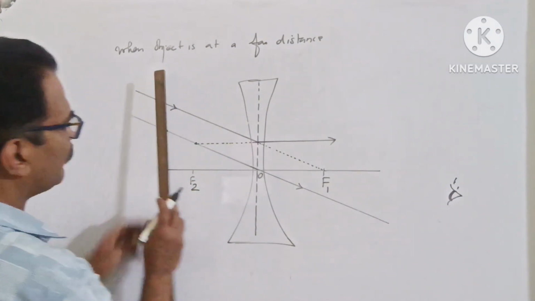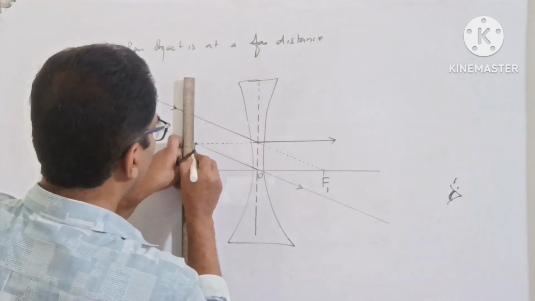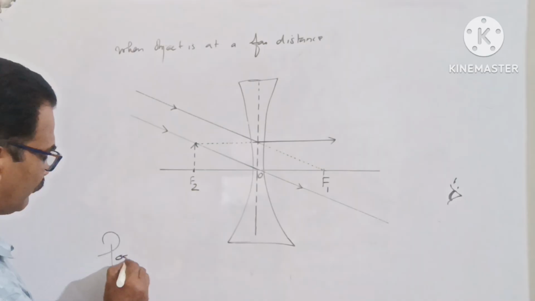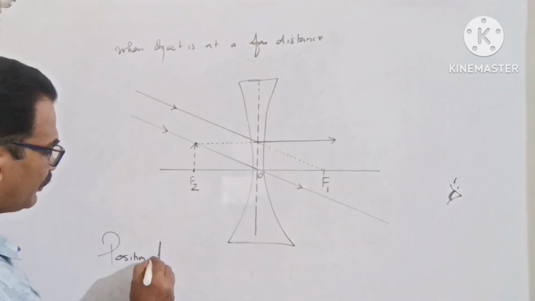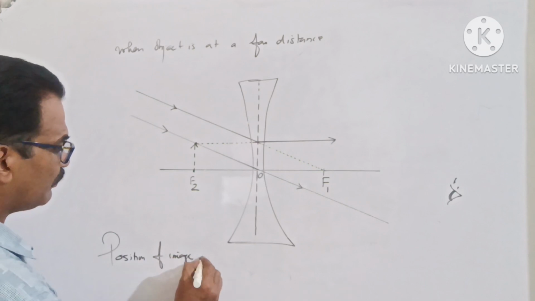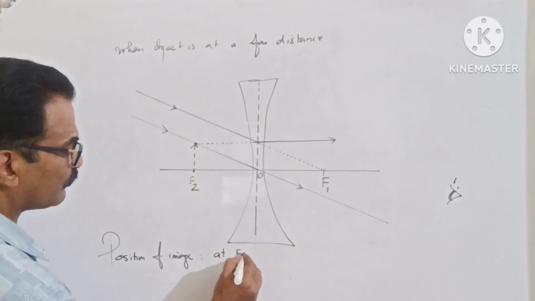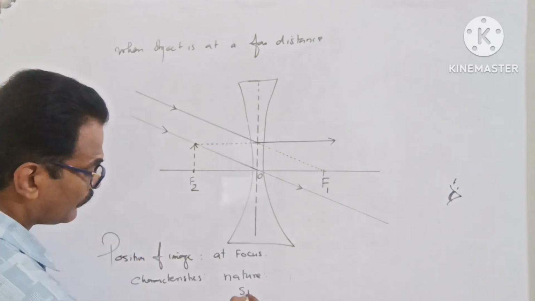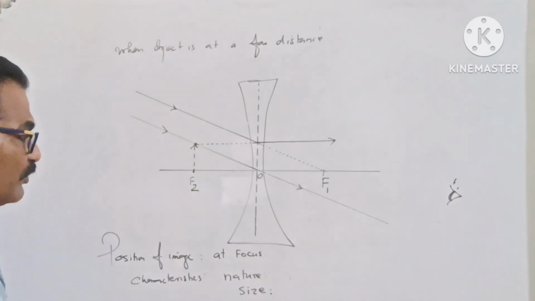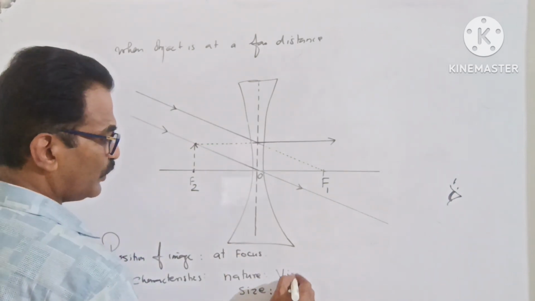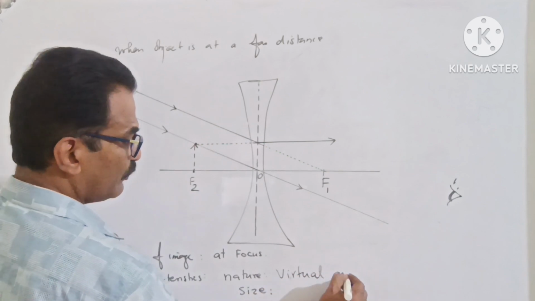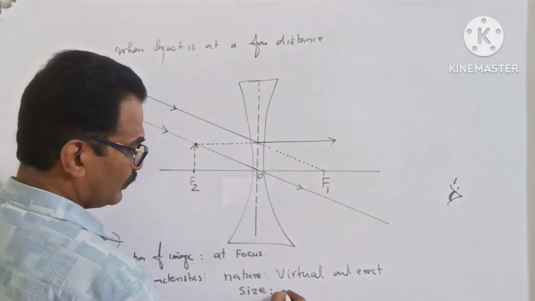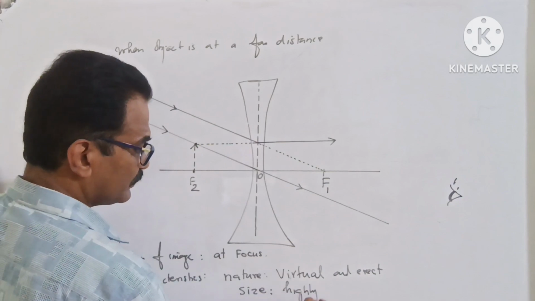Since this is an external object, our image will be like this. Image will be formed in the focal plane. In this case, position of image is at focus. Then characteristics, nature and size. What is the nature? Image is virtual and direct. And size, we will say highly diminished.